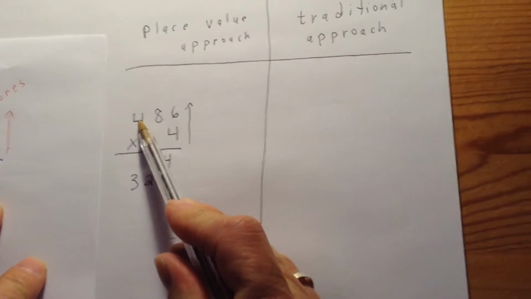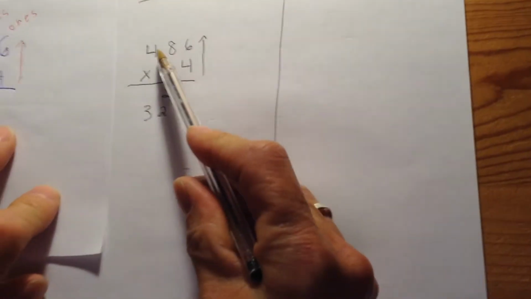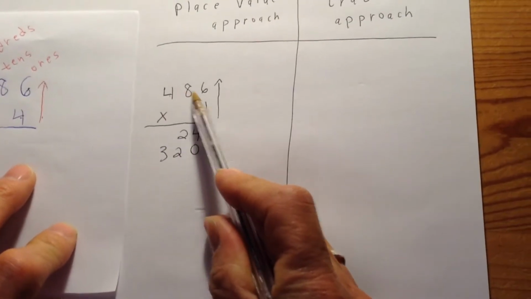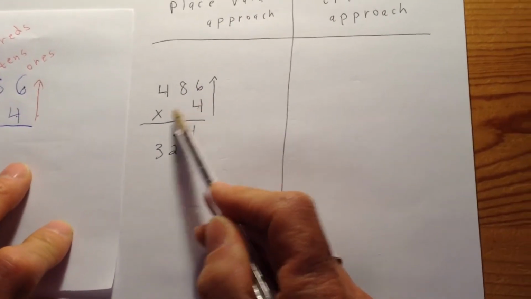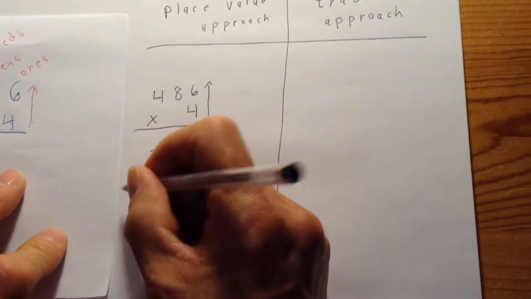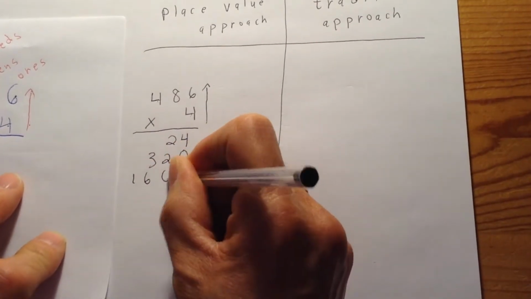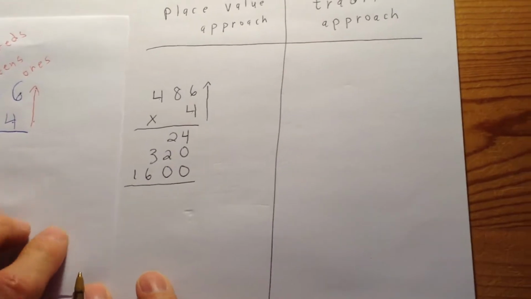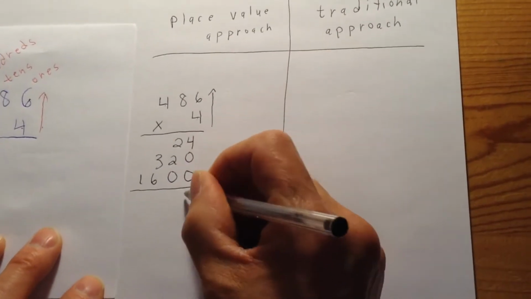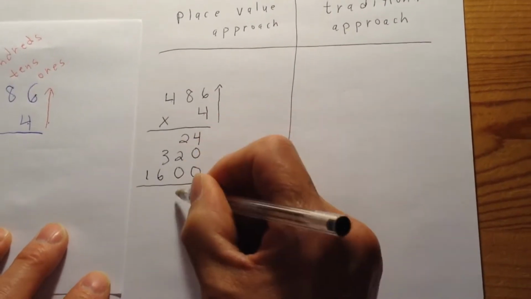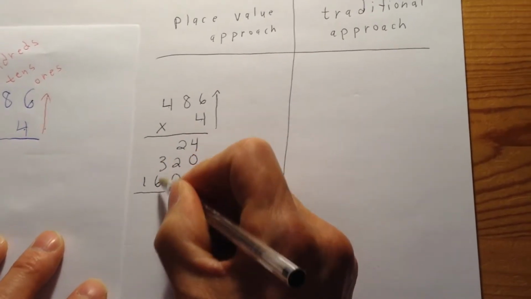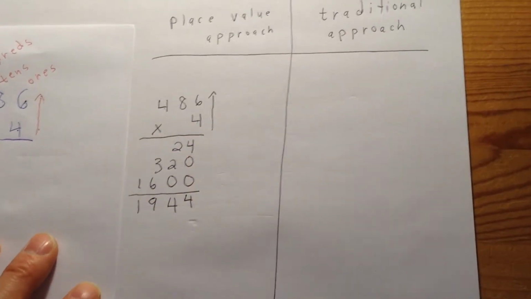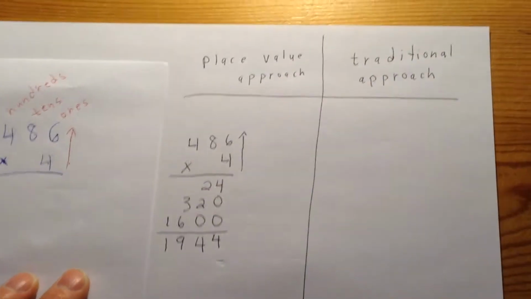4 times 4 is 16, but we have these extra zeros there. It's really 400 fours. 4 times 400 is 1600. Finally, we add up each column. Our ones, we add our tens, we add our hundreds column, and we add our thousands. And we just bring that down, and that is our answer. 1,944.